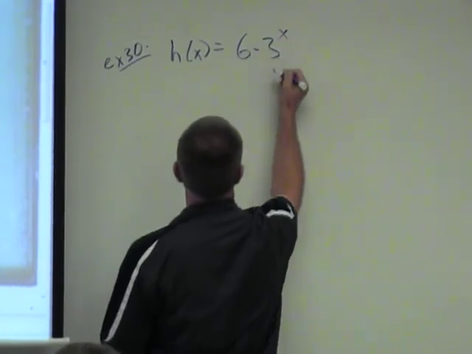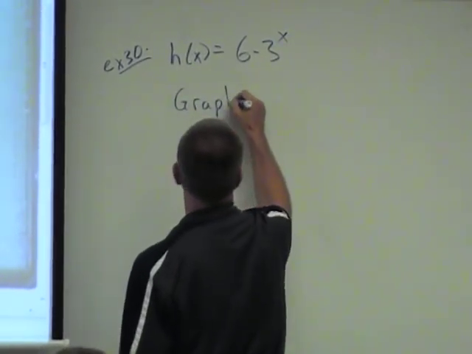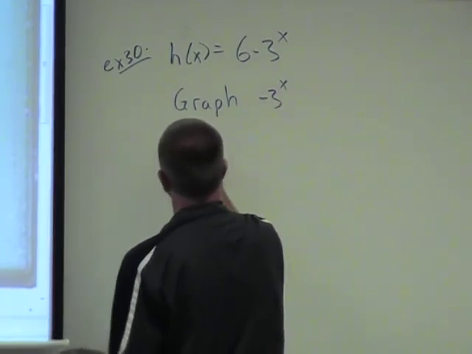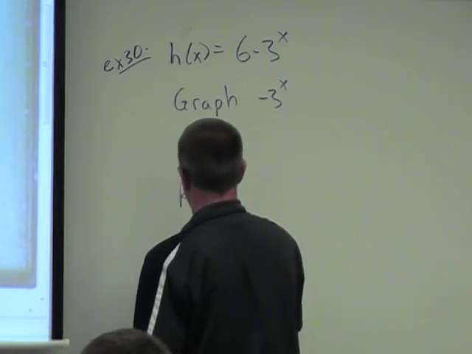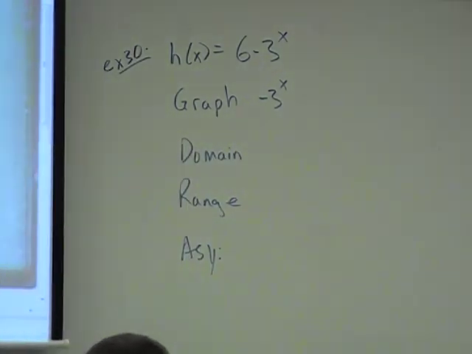Example 30. H of x equals 6 minus 3 to the x. I want you to first graph negative 3 to the x. Then we'll talk about the rest of this stuff. Graph negative 3 to the x. Clear all this other stuff out. What happened? It went down. Try to go low, low, low.